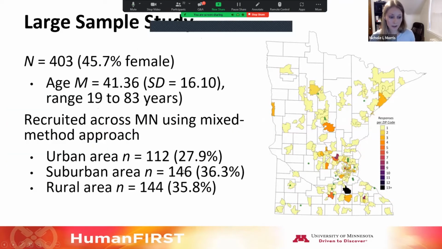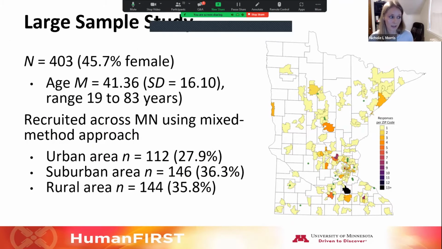So in our large sample study, we did an even larger sample, and really, again, tried to scattershot the state as much as we could. We were looking at people from all different types of areas. We really tried hard to lean into our suburban and rural areas and did very little advertising of this study in our urban areas to try to get a really nice balance.